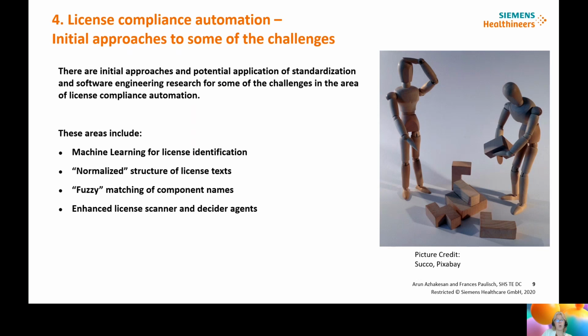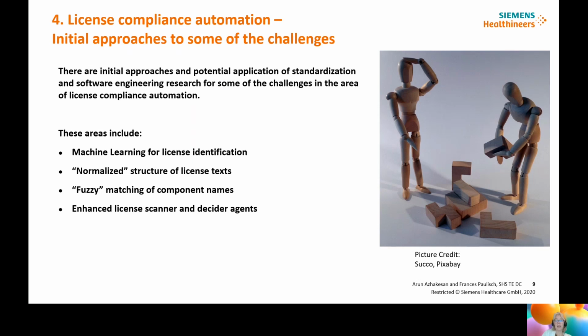Another area that's more in the standardization is if we're wanting to do more automation in this space, it would be very useful to have more normalized structure of the license texts. Currently, anybody writing such open source components can put their license description in the source code in any way that they want, and the license compliance scanners have to be able to recognize that. So having a more normalized format and structure for that would be useful.